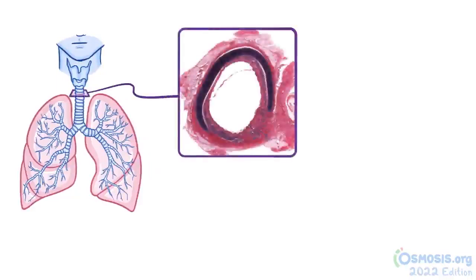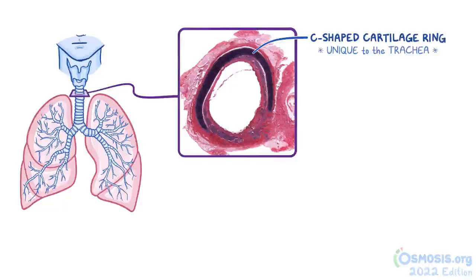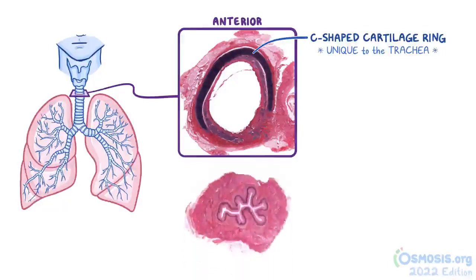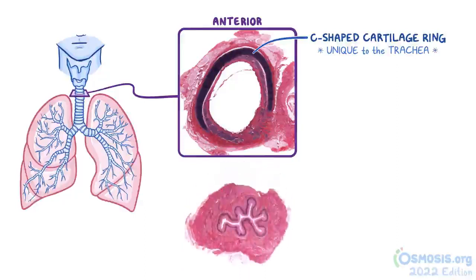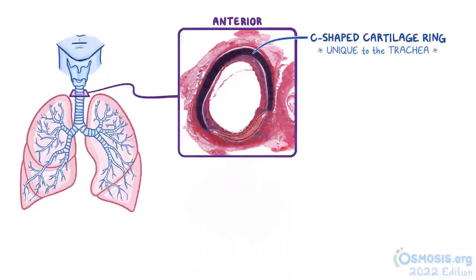At this magnification, we can easily see the C-shaped cartilage ring, which is unique to the trachea. Also, you can use the cartilage ring to determine the orientation of the image, since the closed side of the ring points anteriorly and the open side of the ring will always face posteriorly towards the esophagus. The free ends of the rings are connected to one another by smooth muscle, called the trachealis muscle.